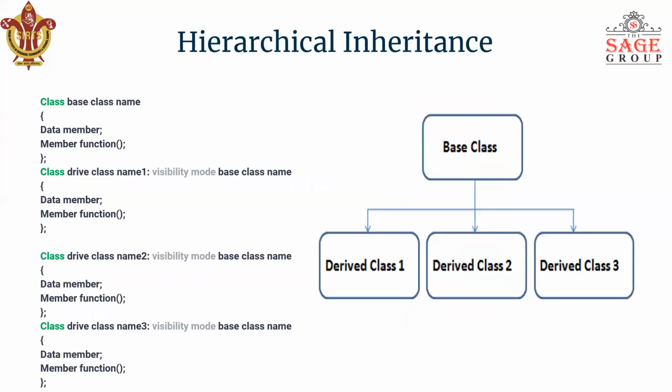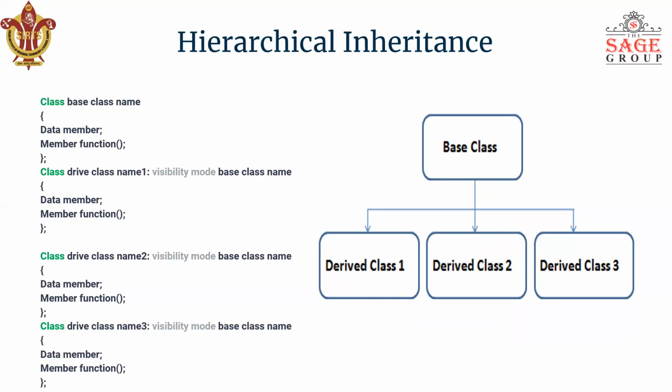Now in hierarchical inheritance, there is a single base class having multiple child classes. For example, we declare one base class, and from that base class we declare derived class 1, derived class 2 and derived class 3. Now we see the syntax, that is class, then the base class name that contains data members and member functions, then the class is terminated. After that, from that base class we create the derived class 1. So we write class, derived class name 1, colon, visibility mode.